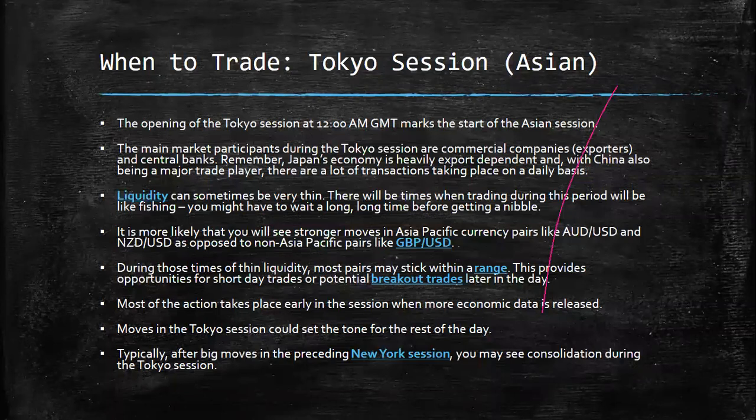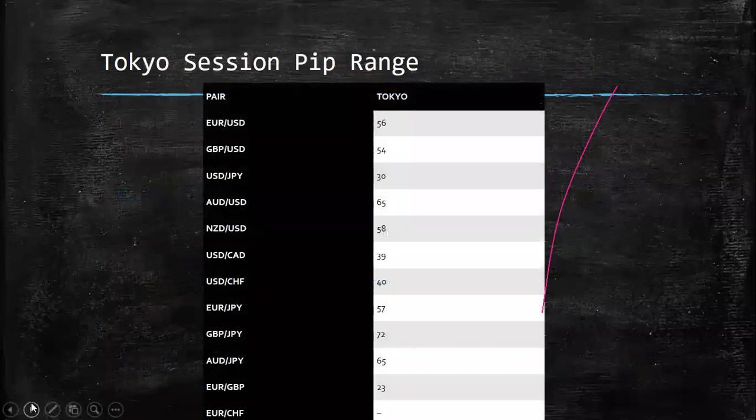It's more than likely that you will see stronger moves in Asia Pacific currencies like AUD USD, NZD USD, as opposed to non-Asia Pacific pairs like the British Pound USD. So basically, in Asian session, if you're going to trade it, focus on your JPYs, focus on your New Zealand dollars, whatever's open or whatever country that's in that market. Most of the action takes place early in the session and when more economic data is released. And moves in the Tokyo session could set the tone for the rest of the day, because the Asian session is the beginning of a new trade day. So sometimes the Asian session will set the high or low for that day. And again, here's the pip range. If you're going to trade Tokyo, I would say focus on GBP JPY, Euro JPY, AUD JPY, AUD USD, something like that.